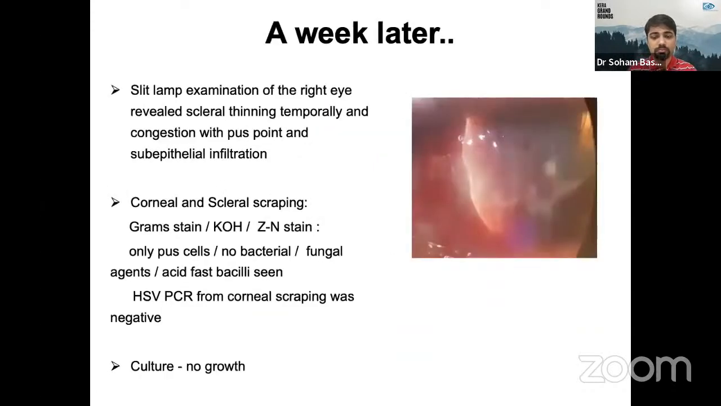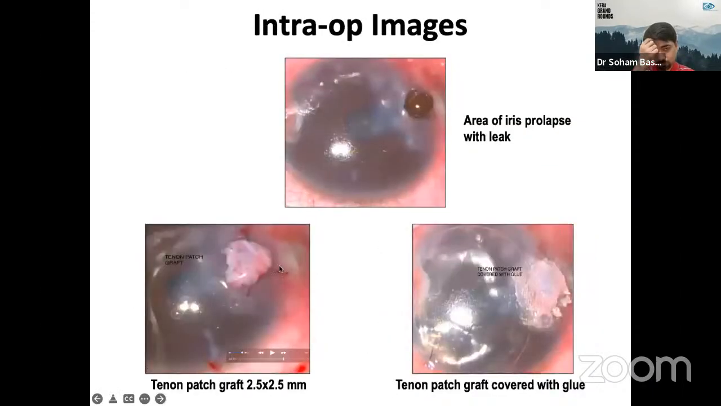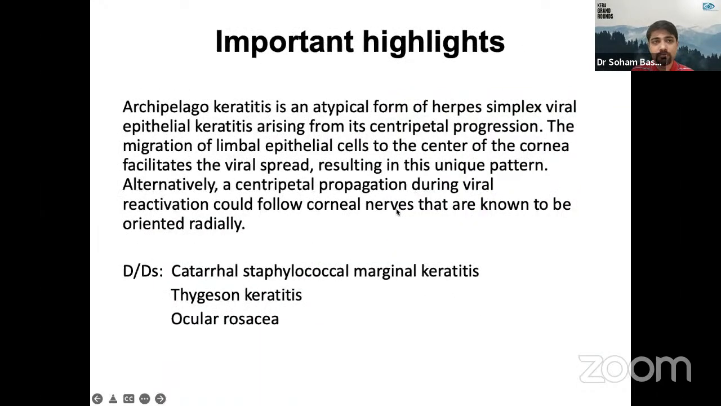A week later, he presented with an area of scleral thinning with pus point and subepithelial infiltration. Corneal and scleral scrapings, including HSV PCR, were negative. A month later, he presented with an area of corneal perforation with uveal show with Seidel's positivity. Tenon's patch graft with cyanoacrylate glue and bandage contact lens application were performed. At 6 months follow-up, the Tenon patch graft was well integrated and there were no recurrences.